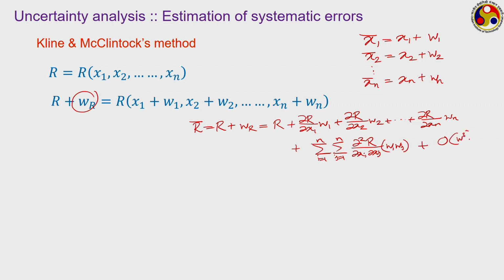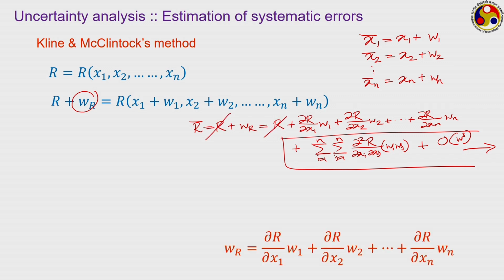plus other terms of the order of omega cube. Let us neglect all the terms from second order onwards, and if we neglect all the terms from second order onwards, then we can eliminate R from this side. So, what we are going to end up with is WR is equal to this. This gives us some kind of idea about the error that can be present.